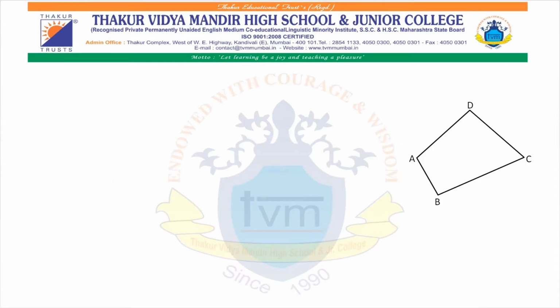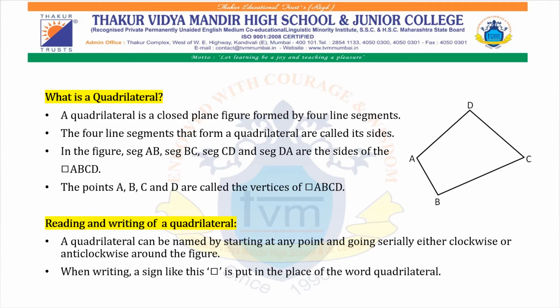Children, here you can see a figure that is a quadrilateral. Any closed figure having four sides is called a quadrilateral. Here, what is the name of the quadrilateral? The name of the quadrilateral is quadrilateral ABCD, or you can read it as quadrilateral ADCB. Okay, so we will see what is a quadrilateral.